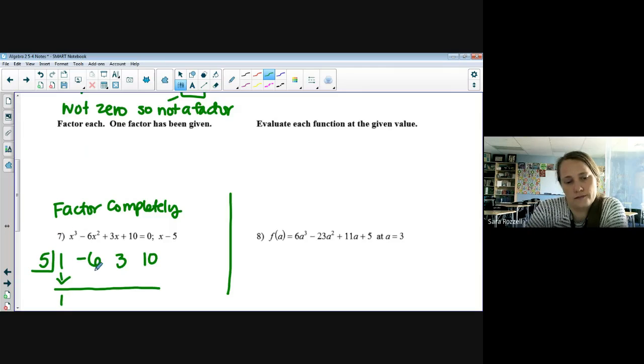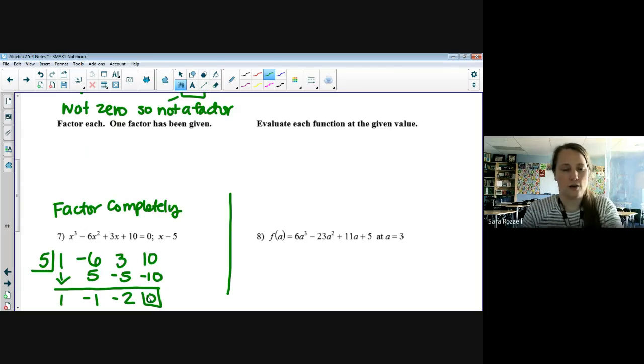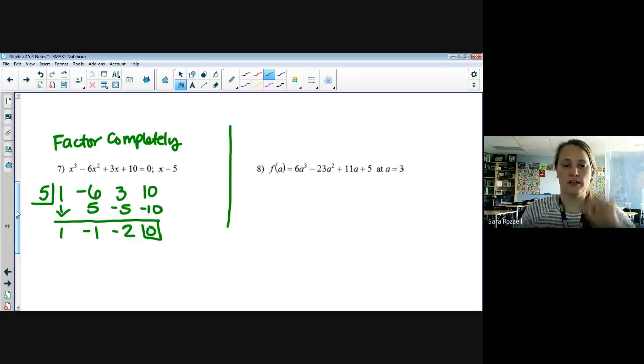Drop the 1. 1 times 5 is 5. -6 plus 5 is -1. -1 times 5 is -5. 3 plus -5 is -2. -2 times 5 is -10. And we got a remainder of 0.